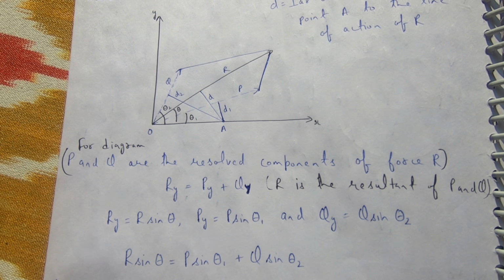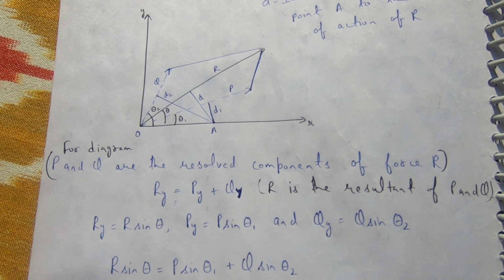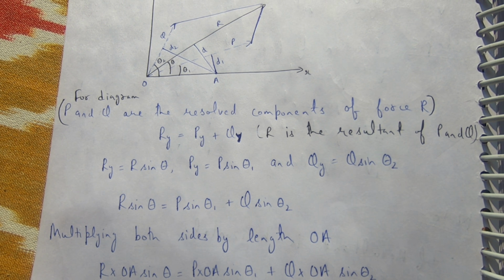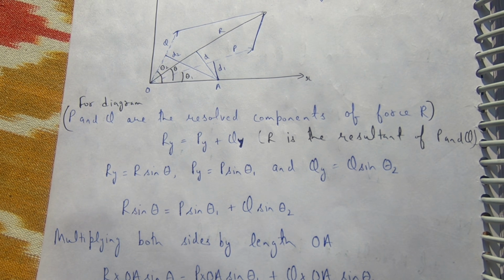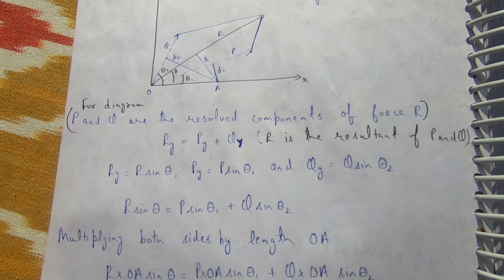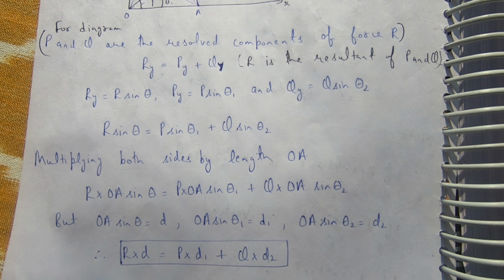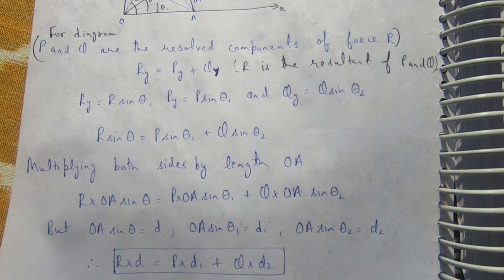Ry is equal to Py plus Qy. R is the resultant of P and Q. Ry is equal to R sin theta, Py is equal to P sin theta 1 and Qy is equal to Q sin theta 2. So R sin theta is equal to P sin theta 1 plus Q sin theta 2. Multiplying both sides by length OA, R into OA sin theta is equal to P into OA sin theta 1 plus Q into OA sin theta 2.